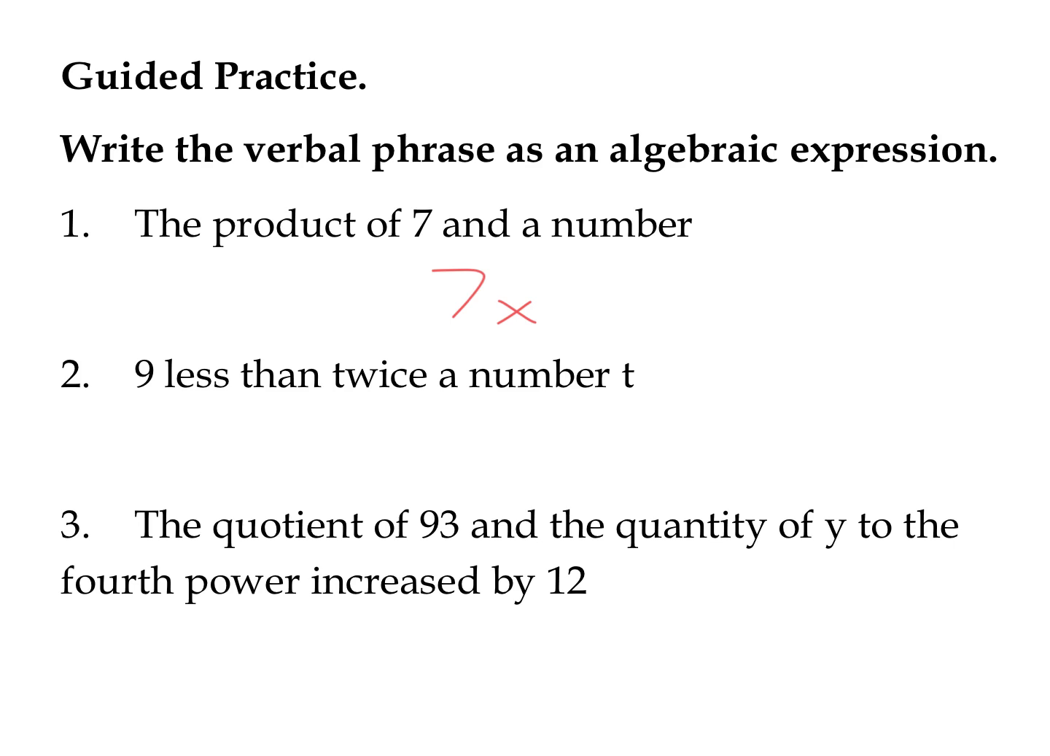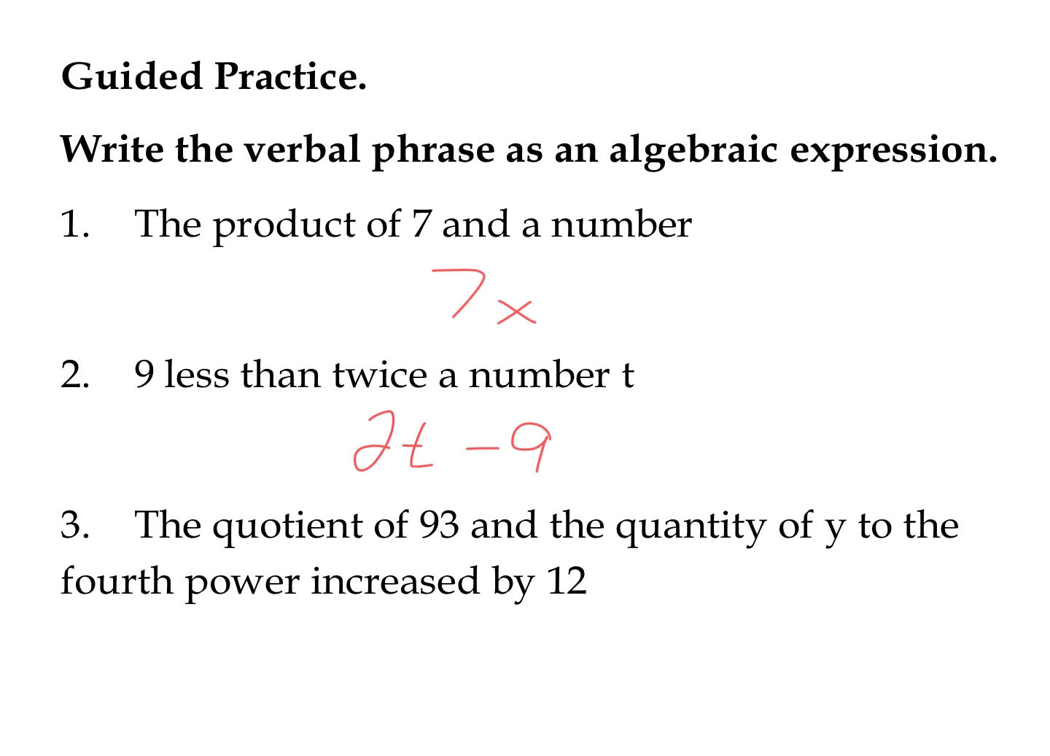In the next example, 9 less than twice a number t. In this case, we need to use the letter t. So twice a number means we're multiplying by 2. 9 less than that means we're taking away the 9. Pay particular attention to the order there in that subtraction.